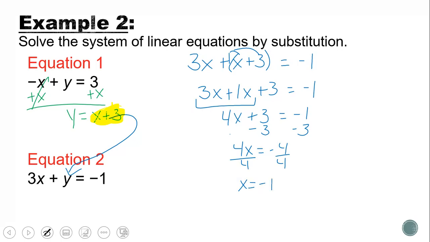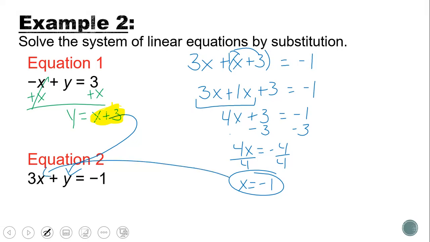Remember, we're not done. Okay? You want to get your y value now. Doesn't matter where you plug in. To prove my point, I could plug into my original equation 1. I could plug into my solved-for equation 1. I want to just show you it doesn't matter. I can plug in for equation 2.